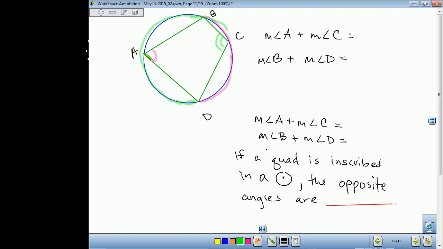And aren't inscribed angles half the intercepted arc? So the whole circle would be how many degrees? 360. But because it's an inscribed angle, it would be half of that, or 180. So it works for A and C. Does it work for B and D? Take a look at it. Let me erase my colors. Let's start over.